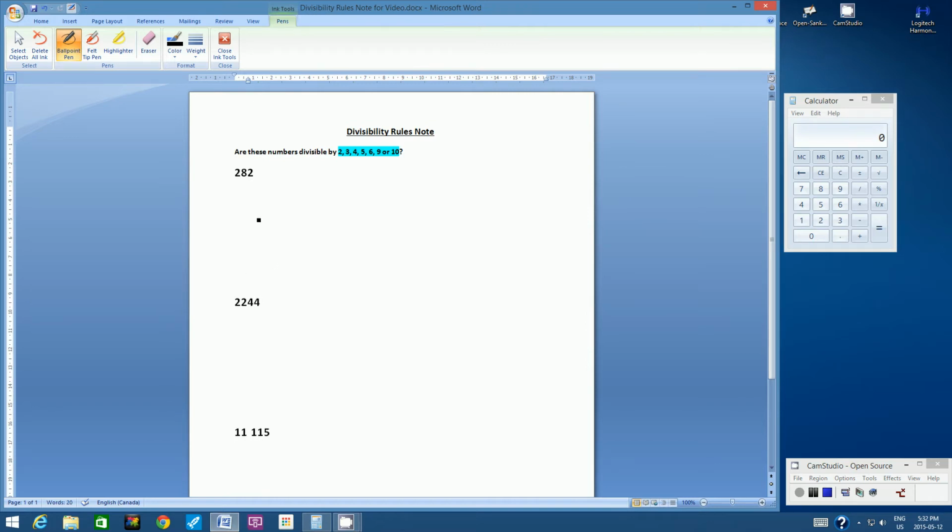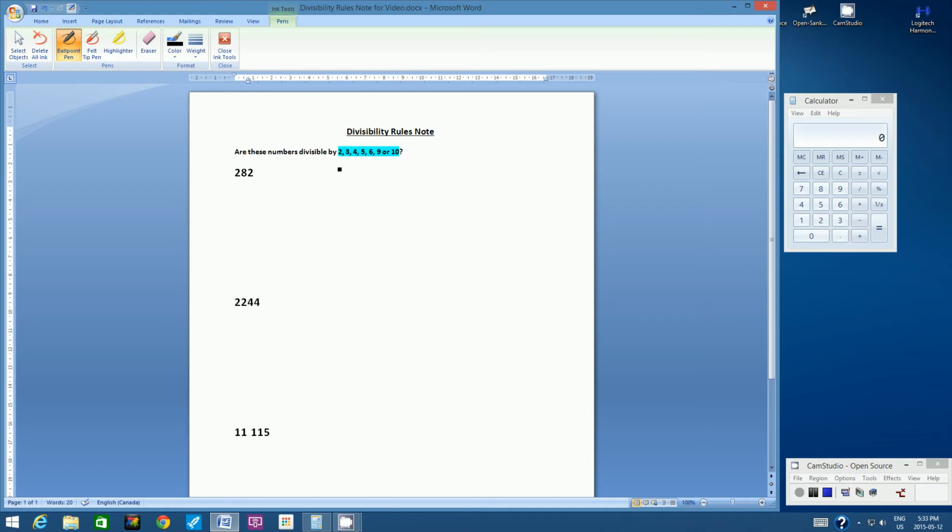Okay, so I'm going to work from three examples here: 282, 2,244, and 11,115. What I want to do is see if these numbers are divisible by these numbers: 2, 3, 4, 5, 6, 9, and 10. All right, so let's start with the divisibility rule of 2.